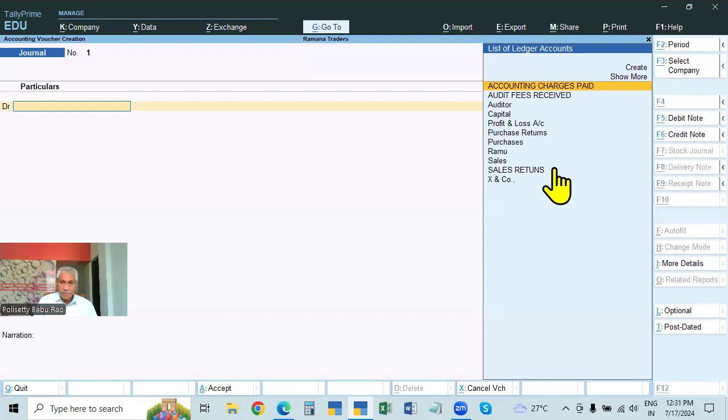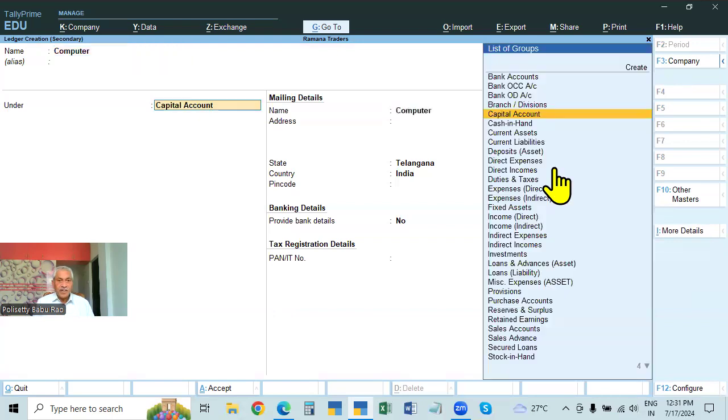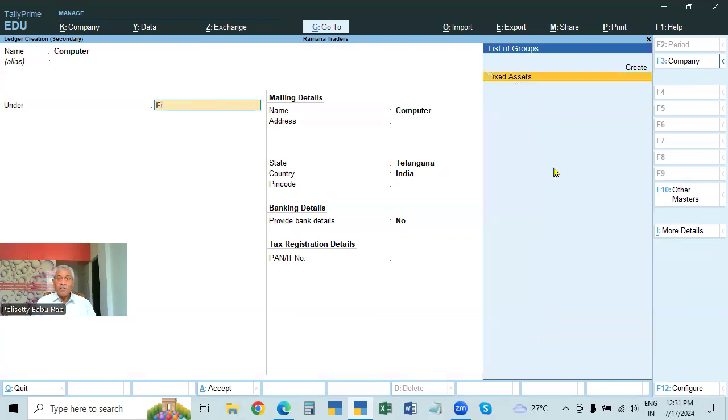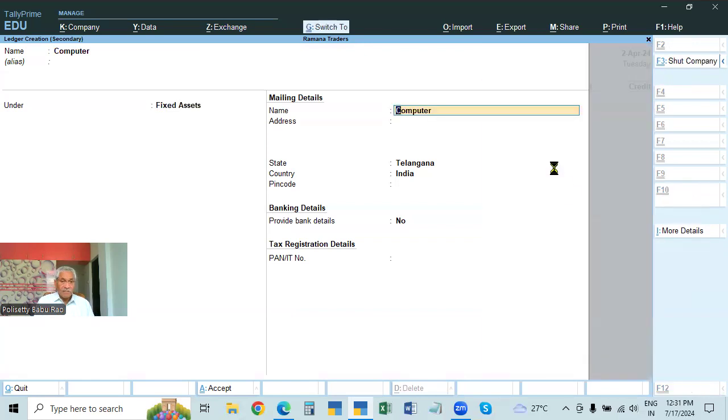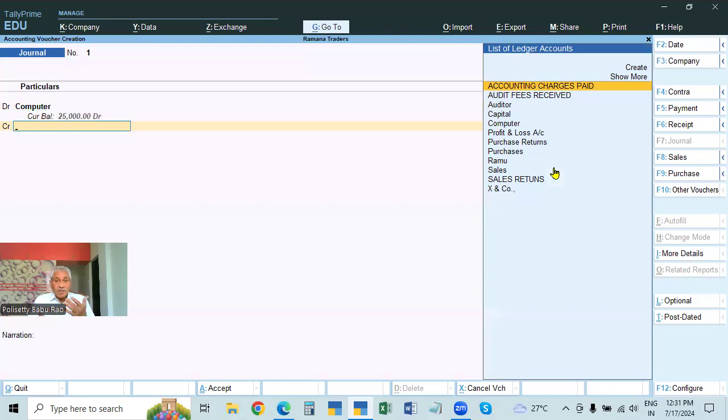So we will create here, for example, computer. We purchase a computer. It comes under the group fixed asset, so we enter it in the fixed asset. We purchased the computer for 25,000. So debit and credit. Purchasing on credit, so who is the giver? We'll take Ramana Computer Shop.